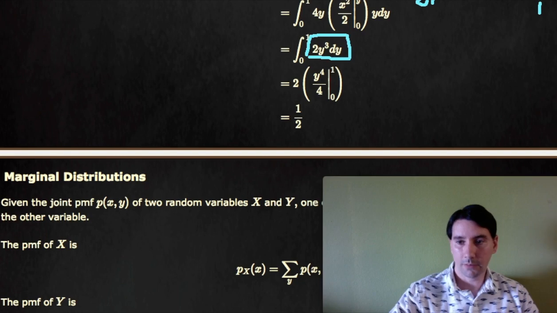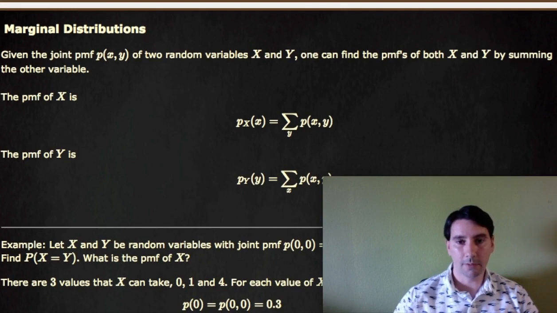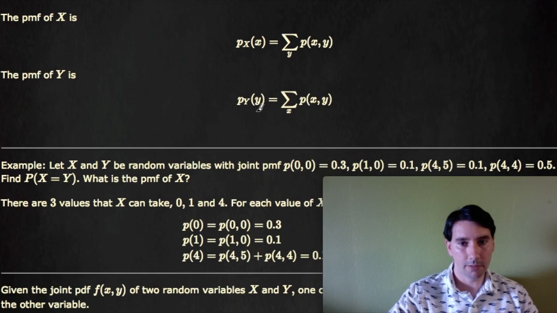Now if you're given the joint PDF, you can also find what are called the marginal distributions, or the distribution of any one of the given random variables. So if we're given a joint PMF, p of x, y, of two random variables X and Y, you can find the PMF of X by summing over all values of y. So the probability that X equals little x is the sum over all values y of p of little x, little y. And similarly, the probability that Y equals little y is the sum over all x of the probability that X equals x and Y equals little y.